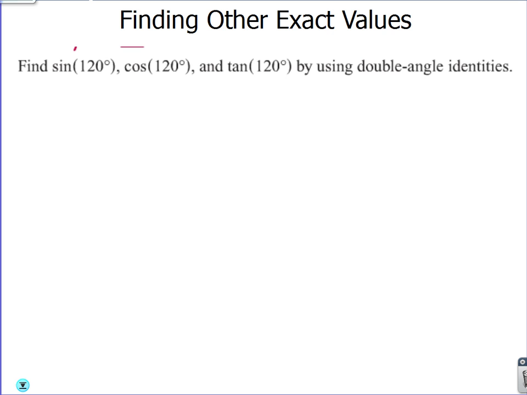Find the sine of 120, cosine of 120, and tangent of 120 by using double angle identities. We already know the sine of 120. Everybody understand that? We already know the cosine of 120. That's one of your common angles. This is just getting extra practice using our double and half angle identities. Let's start out with this. My double angle identity for sine of 2x is sine of 2x equals 2 sine x cosine x.